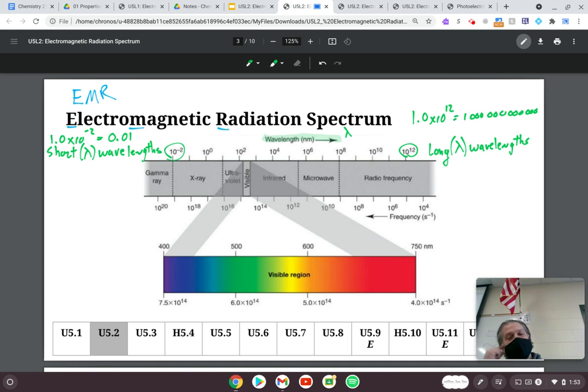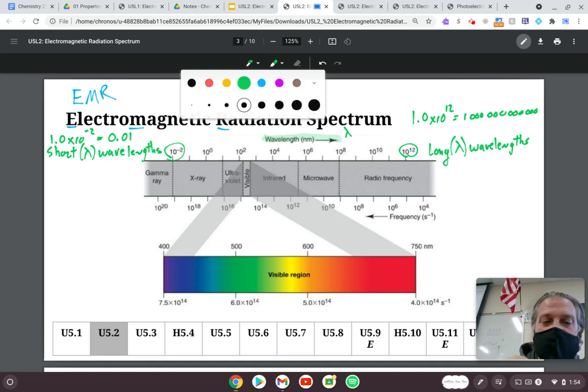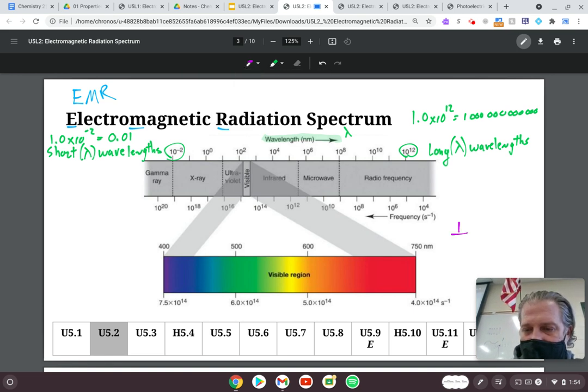On the bottom of this diagram is frequency. And frequency, we said yesterday, had a unit of per second. So sometimes it's written like this, 1 over second, or second to the minus 1.